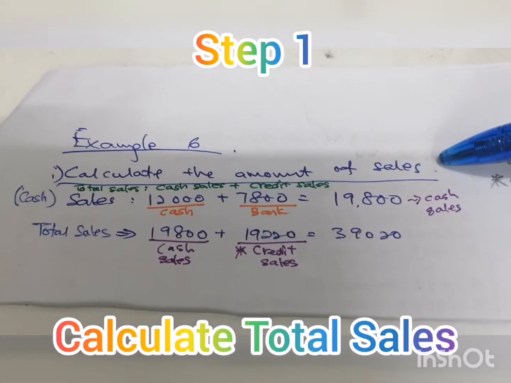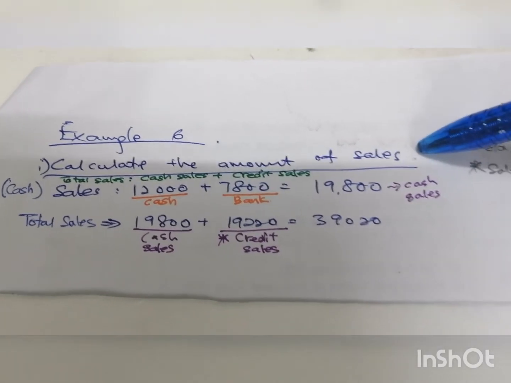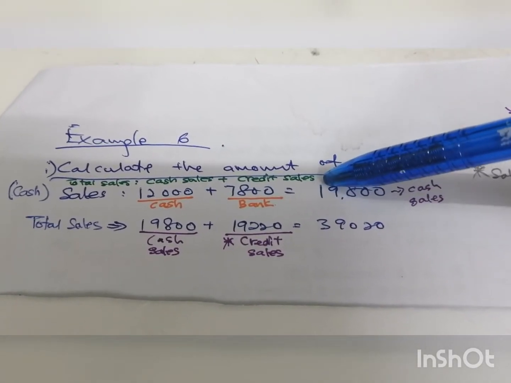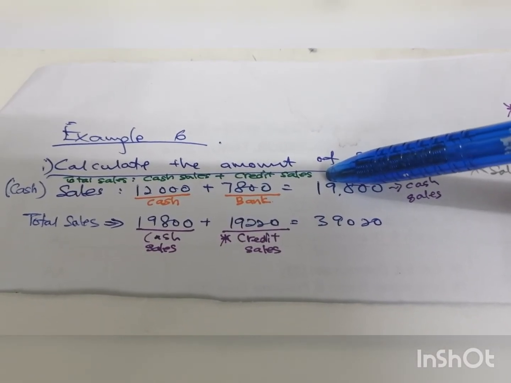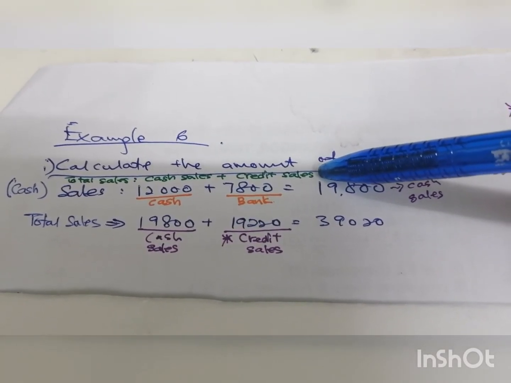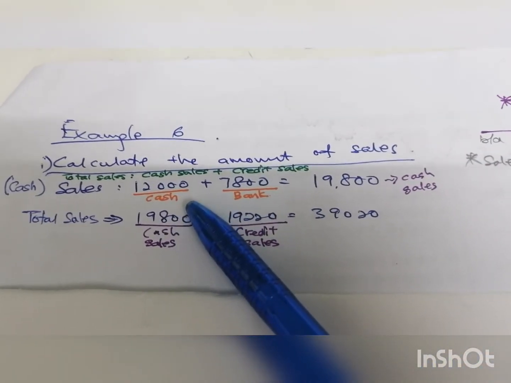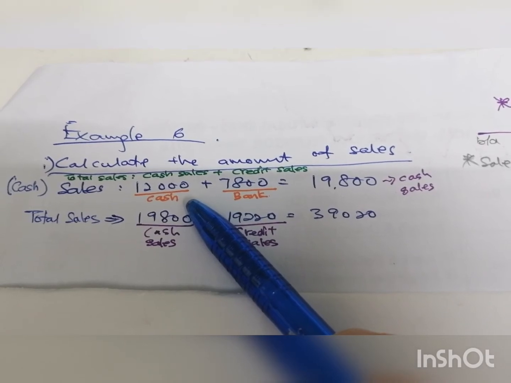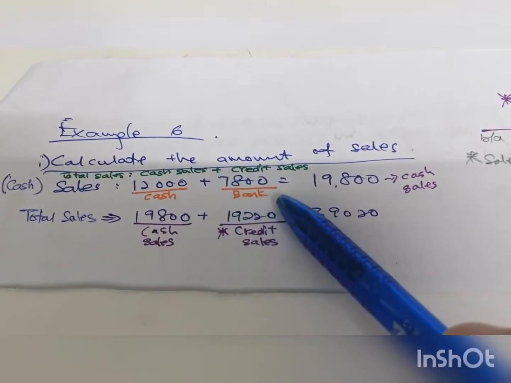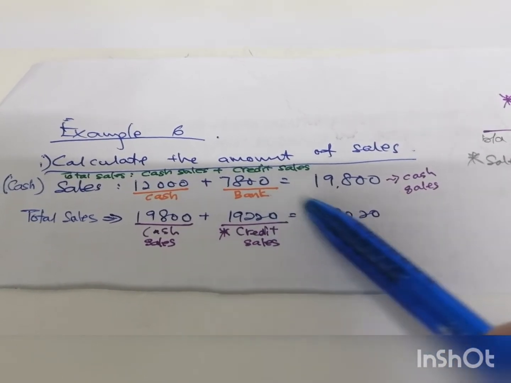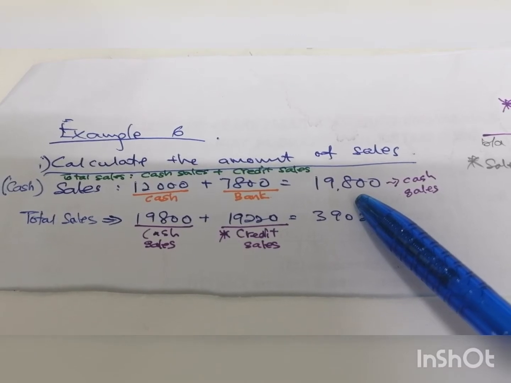In example 6, step 1, to calculate the amount of sales, remember the formula for the total sales. Total sales equal to cash sales plus credit sales. Cash sales is given in the cash book record: we got cash 12,000 plus the bank 7,800, so your total cash sales is 19,800.